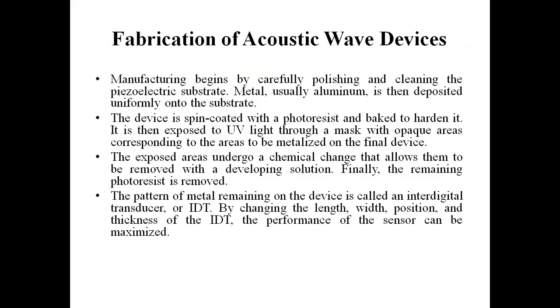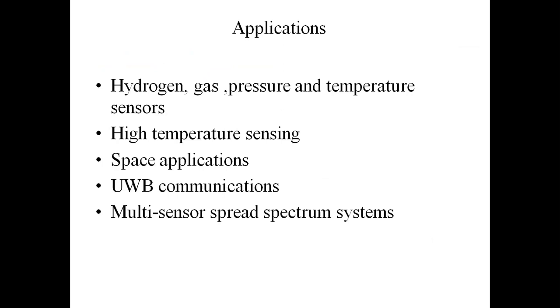When talking about fabrication, it starts with carefully polishing and cleaning the piezoelectric surface. The device is spin coated with photoresist and then exposed to UV light. The exposed areas undergo a chemical change, then are removed by a developing solution. Finally, the photoresist is removed. The pattern of metal remaining on the device is called the interdigital transducers. By changing the length, width, position, and thickness of the IDT, the performance of the sensors can be maximized.